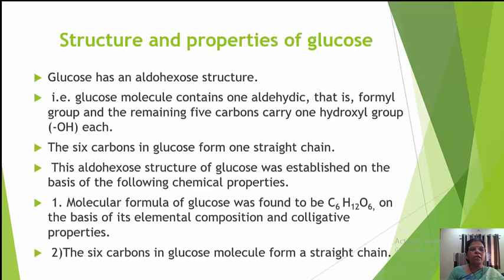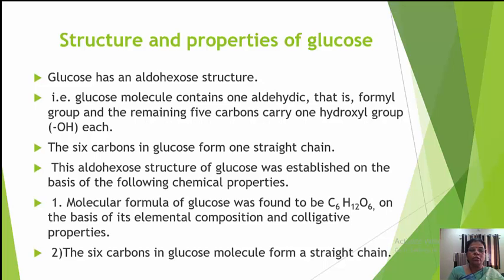Now we are going to study the structural properties of glucose. Glucose has an aldohexose structure. That is, in glucose there are 6 carbon atoms and an aldehyde functional group. The glucose molecule contains one aldehydic, that is formyl group, and the remaining 5 carbons carry one hydroxyl group each. The 6 carbon atoms in glucose form one straight chain. That is, all 6 carbon atoms in glucose are in a straight chain.